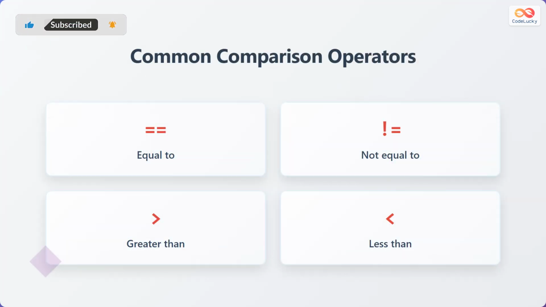Here are some common comparison operators used in conditional statements. The double equal sign checks if two values are equal. The exclamation mark followed by an equal sign checks if two values are not equal. The greater than symbol checks if a value is greater than another. The less than symbol checks if a value is less than the other.